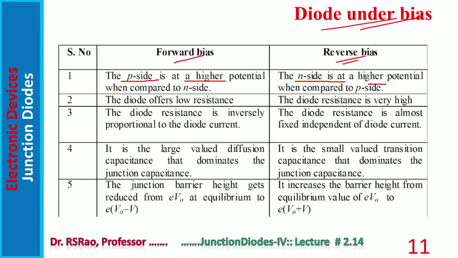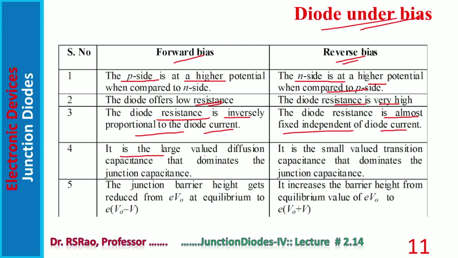The N side is at a higher potential when compared to the P side in case of reverse bias. Of course, this is the definition of forward bias and reverse bias. The diode offers low resistance under forward bias, whereas the diode resistance is very high under reverse bias. The diode resistance is inversely proportional to diode current under forward bias. The diode resistance is almost fixed, independent of diode current, in case of reverse bias.